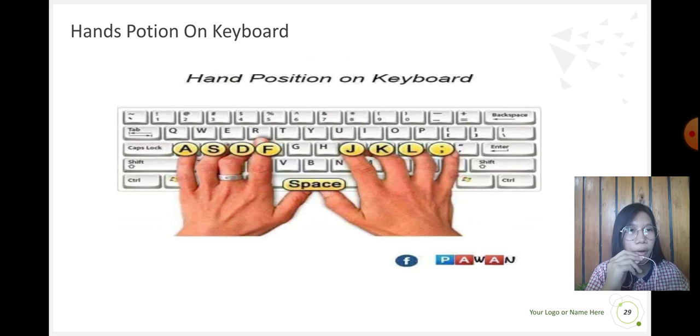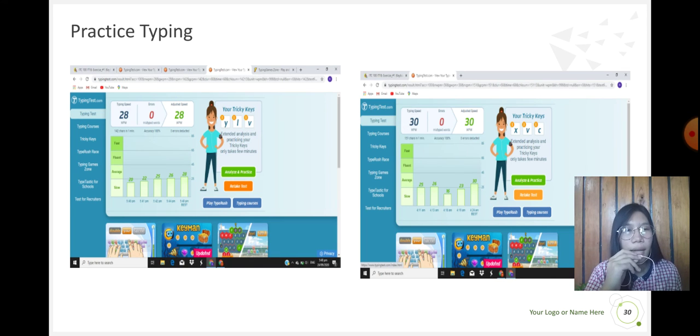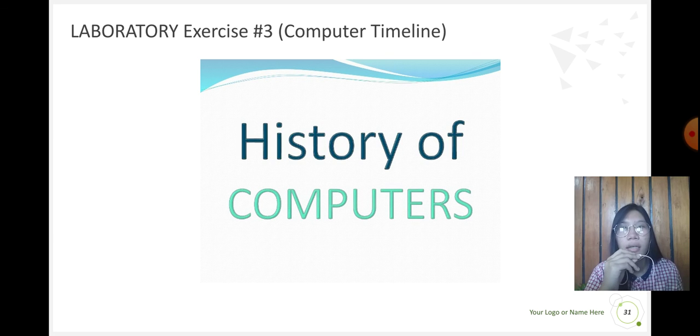Hands position on keyboard. Next is a practice typing, and this is my score of practice typing, kay siya kanang mas ma-improve ang imuhang pagpaspas at mas ma-improve imuhang typing kung magagamit ka or nagadula ka about how faster as you can, na mas ma-improve ang imuhang pag-typing. And the next is the laboratory exercise number 3, computer timeline, which is history of computers.